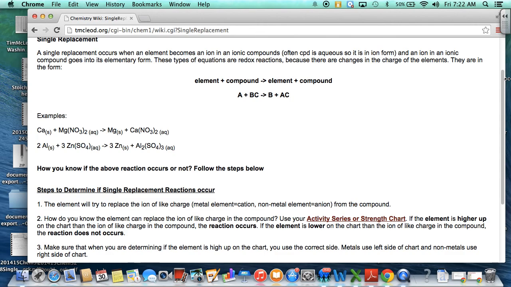For example, the first one where you have calcium plus magnesium nitrate, calcium will form a cation. So therefore, what you're going to compare is the calcium to the magnesium ion in the ionic compound. You're not going to compare the calcium to the nitrate. So what you do is you go to your activity series. This is part of the second step.